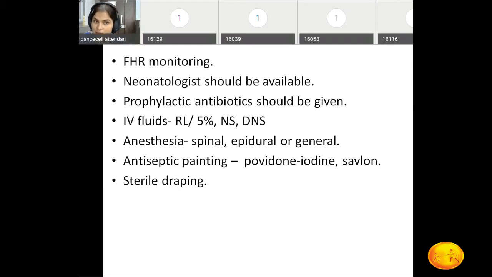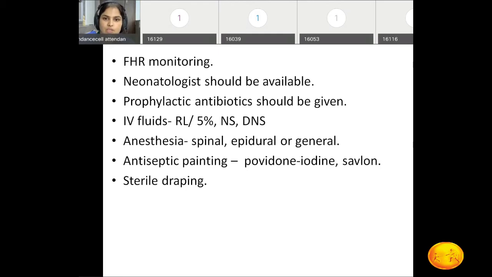Or without checking the heart rate, if you deliver, and if there's a fresh IUD, then who is to blame? We don't know, right? So we have to continuously keep on monitoring the heart rate, especially in cases of emergency cesarean sections. But it's a good practice to always check heart rate before you start the procedure.